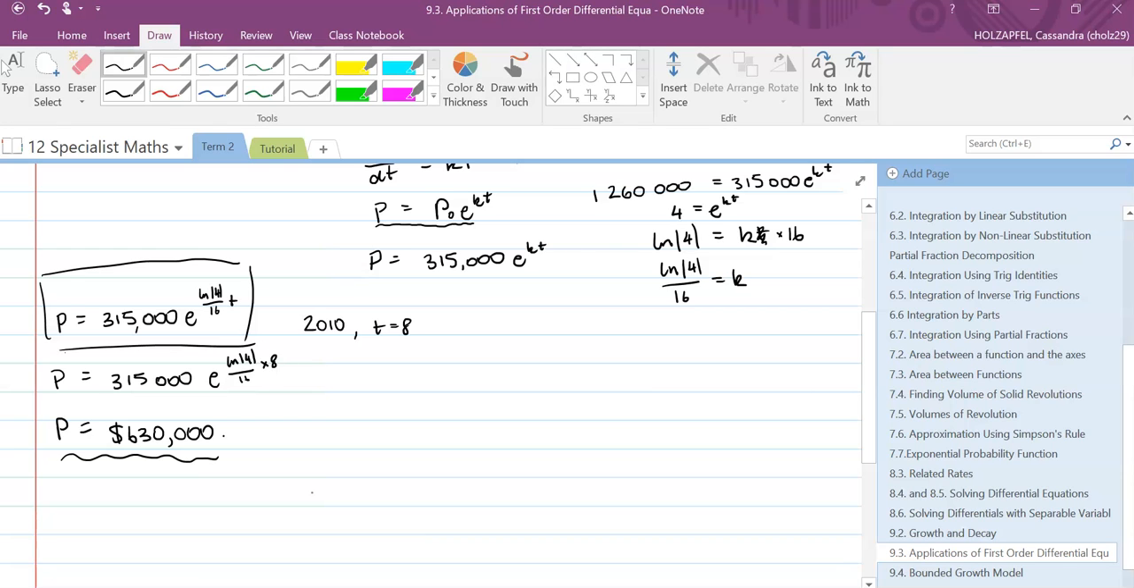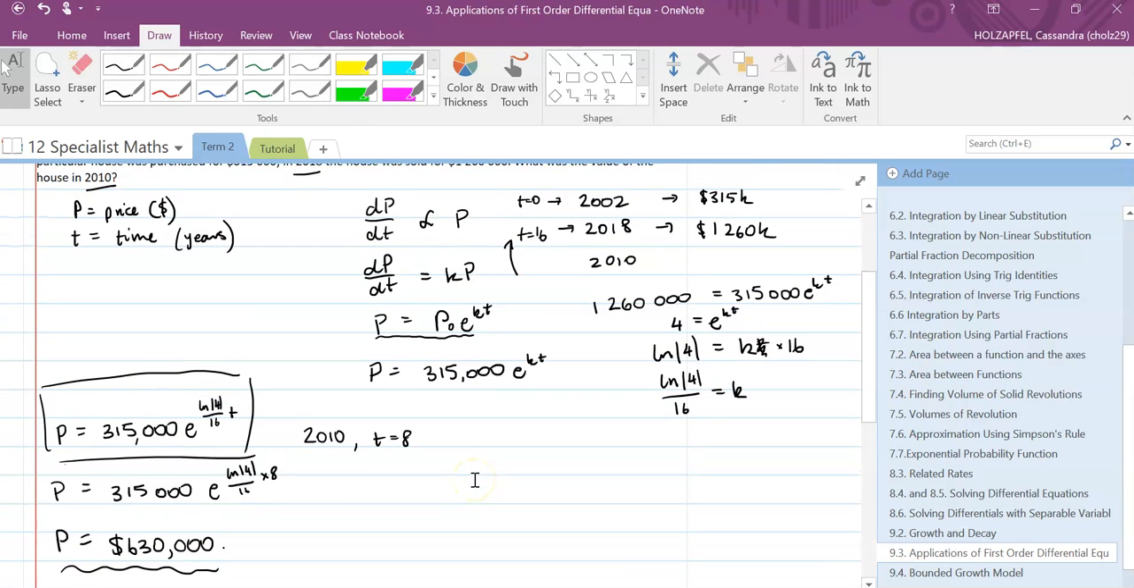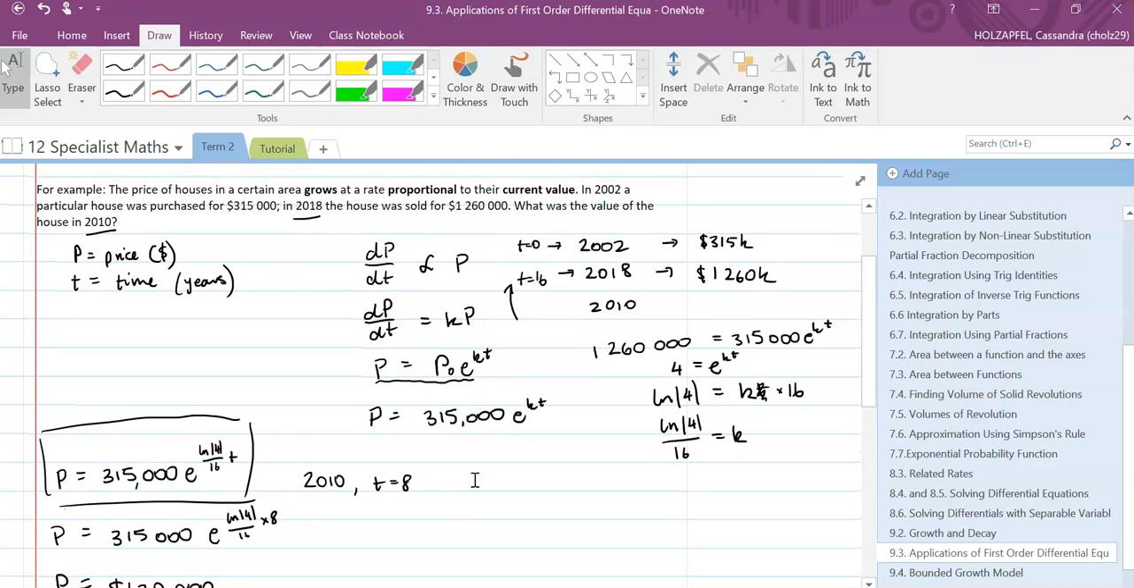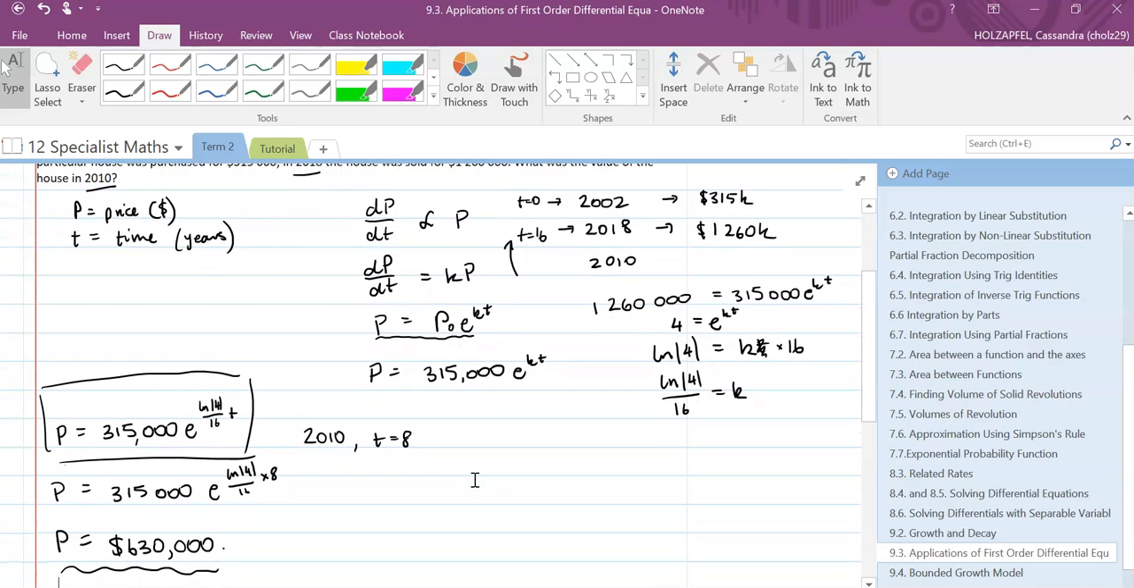So 630,000 does sit in between those values, as 2010 sits in between those values. And so this does seem like a reasonable response. Let's have a go at another example.